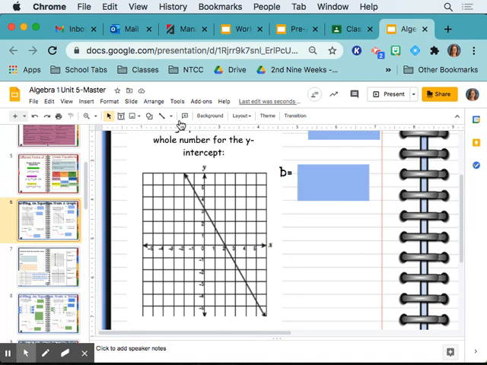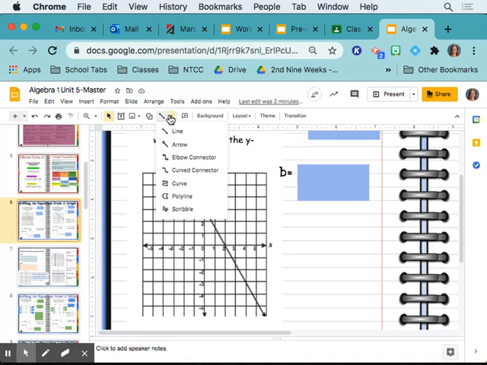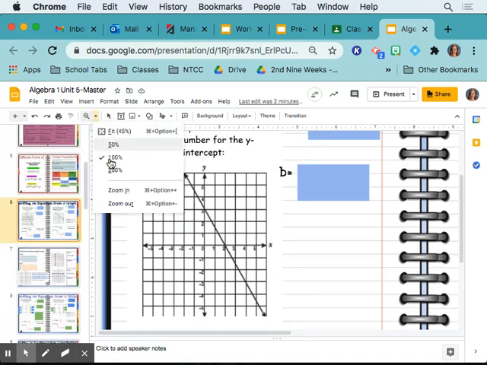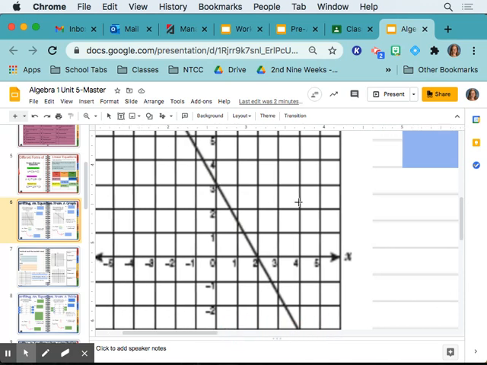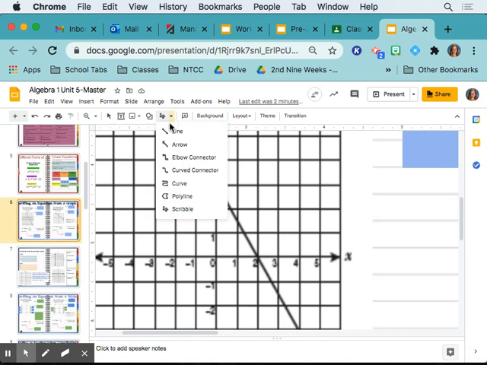So in order to do slope, we need 2 points. And then we can count rise over run. So let's do the scribble tool. I'm going to zoom in real big on this. Using the scribble tool, let's find 2 points. And let's see, scribble.